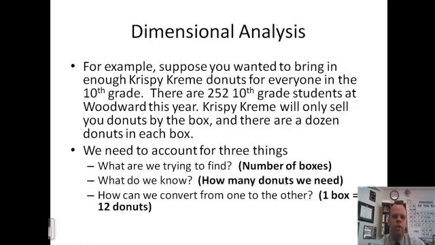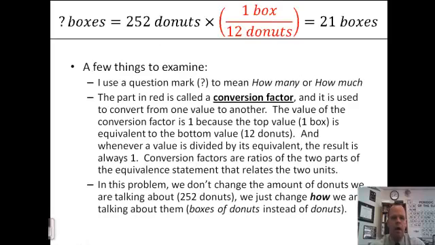We're trying to account for three things every time we're doing a dimensional analysis problem. What are we trying to find? What do we know? And how are we going to convert from one to the other? So what we're trying to find in this case is the number of boxes of donuts we need to buy. What we need to know is how many total donuts we need, and what we want to convert is that one box is equal to 12 donuts. So if you look at this way of doing it up here, you'll notice the way we could put this together.